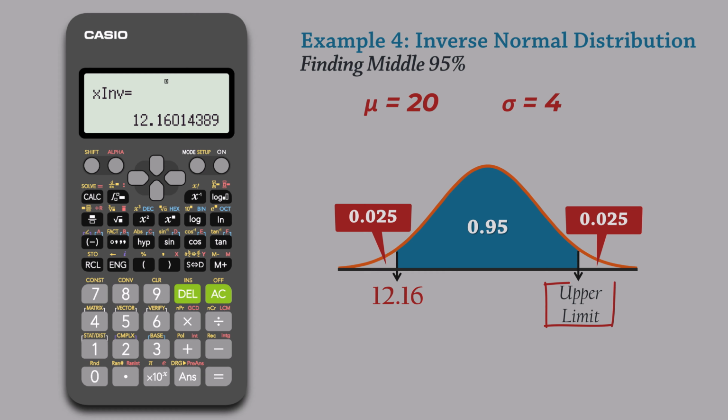For the upper limit, press AC or equals to go back. The area to the left of the upper limit is 1 minus 0.025 or 0.975, equals, keep the standard deviation, equals, and keep the mean, equals. The upper limit is 27.84.